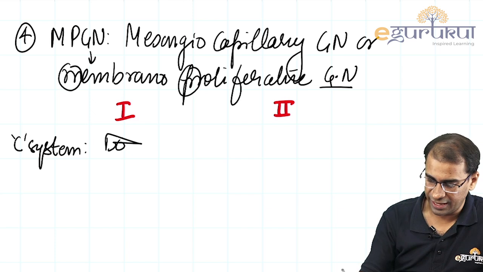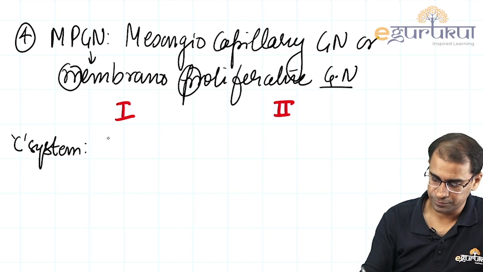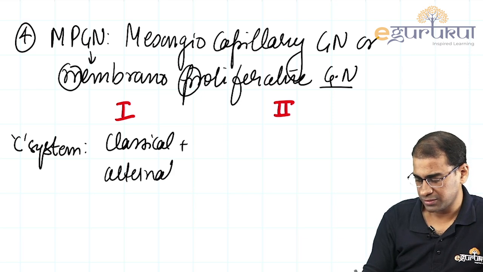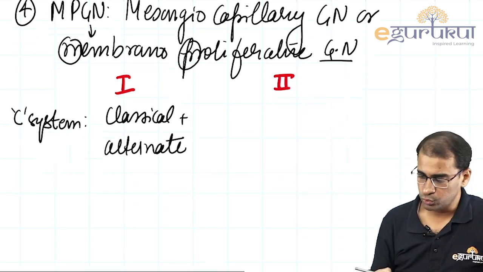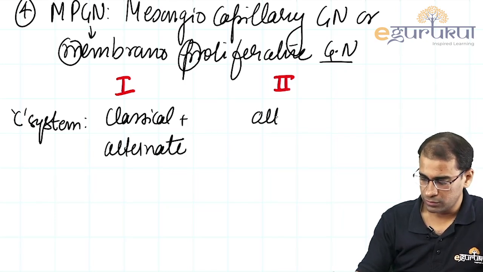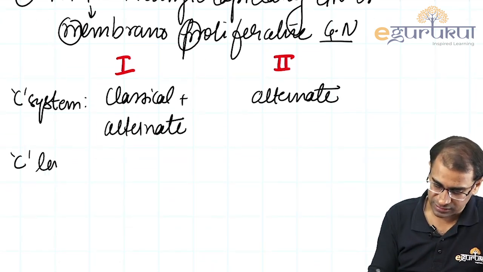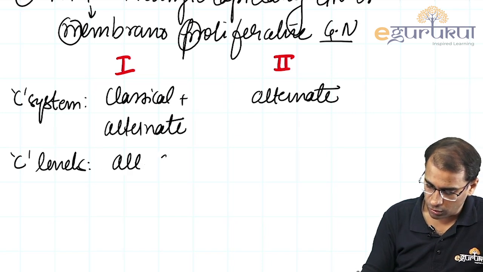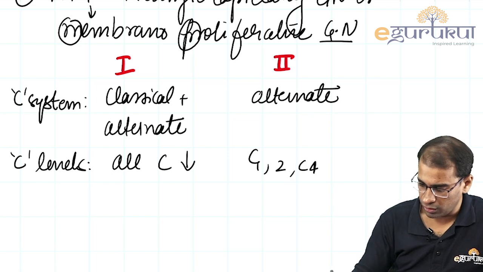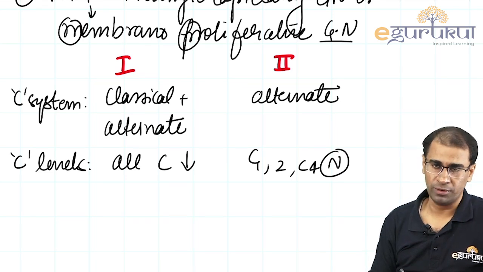is both classical and alternate, okay. It's both classical system plus the alternate complement pathway. In MPGN 2 it is only the alternate pathway. Therefore the complement levels here, all complements are low. Here C1, C2 and C4 are normal, because it will activate only the alternate pathway, you will see C1, C2 and C4 are normal.